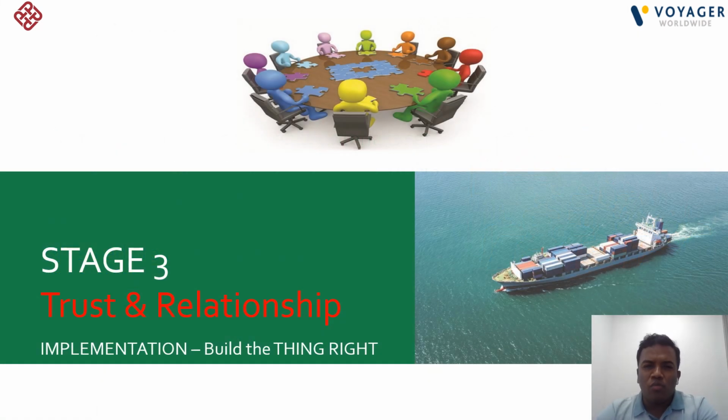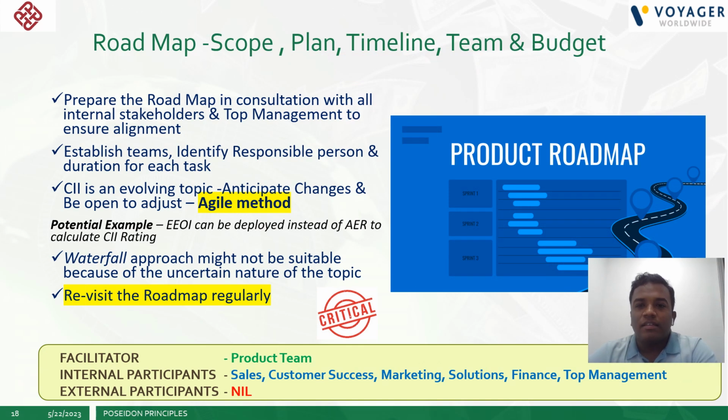Now, we move on to the most daunting part of this journey, the implementation stage. The most important part of this stage is to build a roadmap. A roadmap in consultation with all possible internal stakeholders and the top management to ensure we are all aligned. And here is where we need to establish teams, identify the responsible people, and the duration, timelines, and the milestones for each task and their significance.